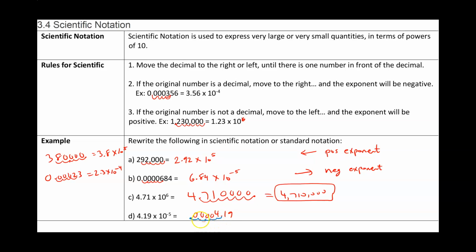1, 2, 3, 4, and 5. And we put a 0 in front of the decimal as well. Otherwise, the decimal sometimes can't be seen. So the answer there will be 0.0000419.